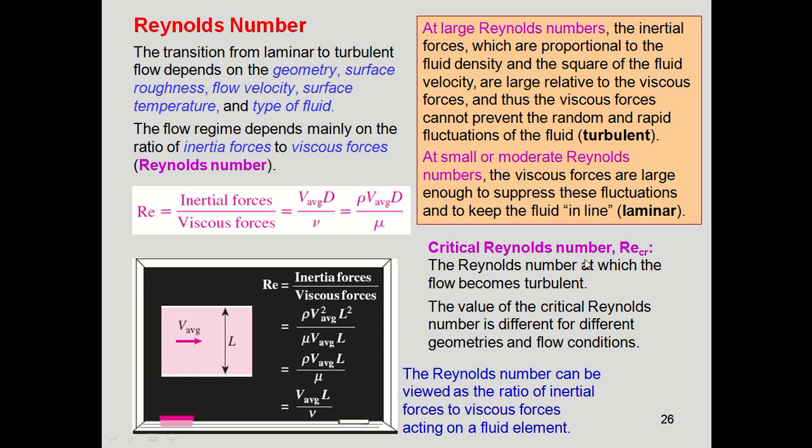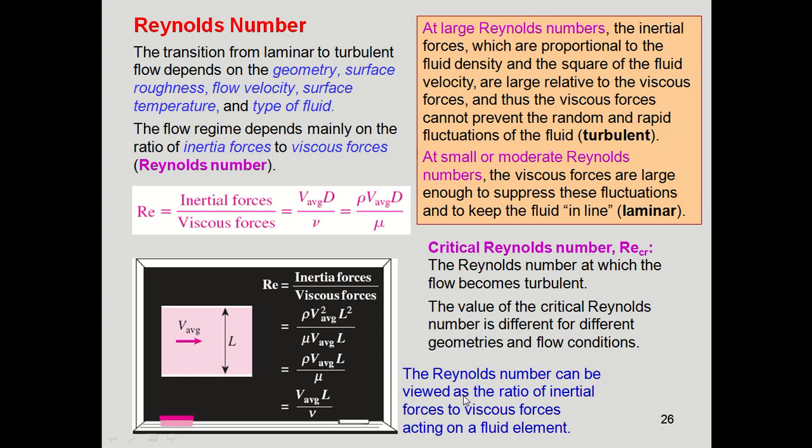Now the critical Reynolds number. The critical Reynolds number is denoted by Re critical. The Reynolds number at which the flow becomes turbulent is considered the critical Reynolds number. The value of the critical Reynolds number is different for different geometries and flow conditions.